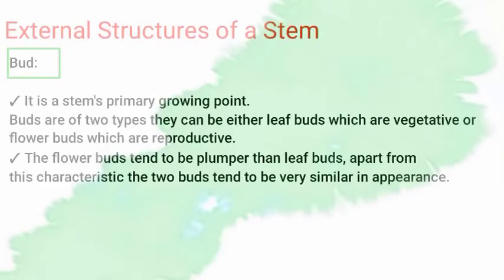External structures of stem. Bud. The very first one is a stem's primary growing point. Buds can be either leafy buds, which are vegetative, or floral buds, which are reproductive. The floral buds tend to be plumper than leafy buds. Apart from these characteristics, the buds tend to be very similar in appearance.